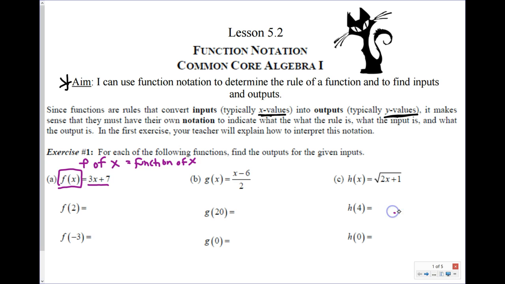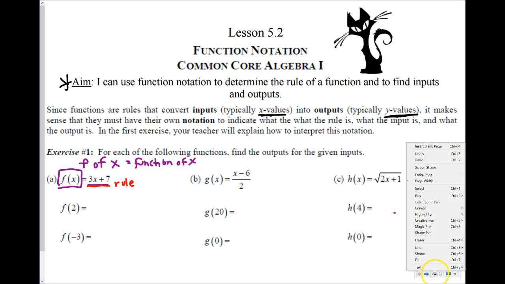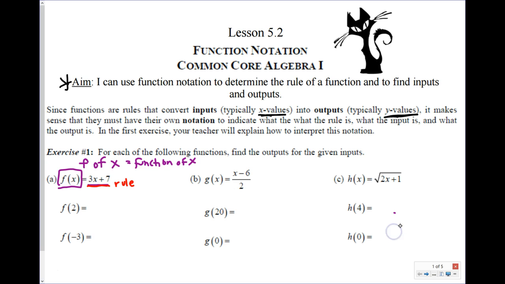So this 3x plus 7 is your function rule. So how does this notation work? Well, remember, a function is all about your inputs and your outputs. So in f parentheses x, that x is your input, just like here, inputs are your x values. Whatever is in the parentheses here is what you're putting into the rule.